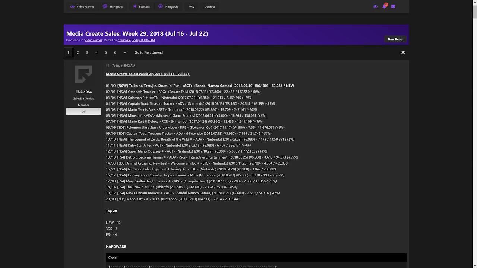At number three, Splatoon 2 is holding strong. It showed a 7% growth week on week at 21,913 units. For those wondering, there are 2,469,695 Splatoon 2 copies sold in Japan. At the number four spot is Captain Toad Treasure Tracker, which did see a 51% drop. Pretty typical. It dropped down to 20,547 in its second week for a grand total of 62,399.